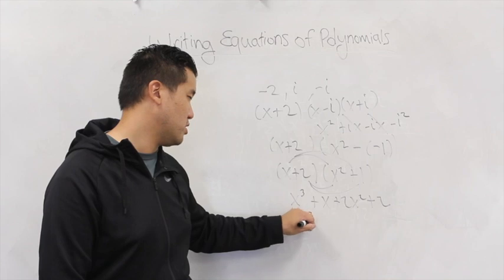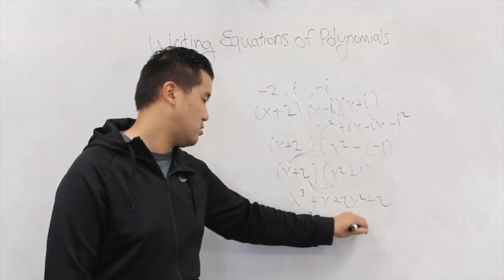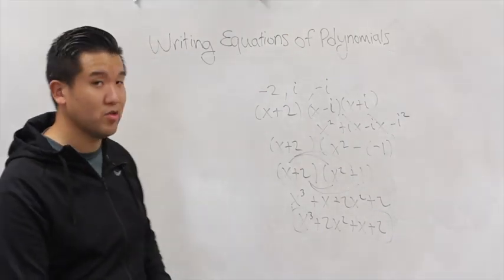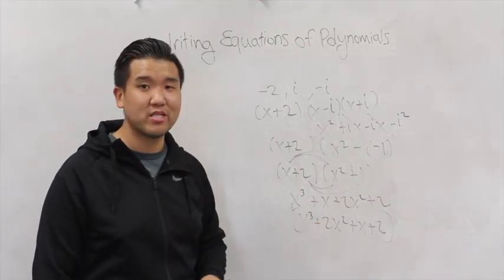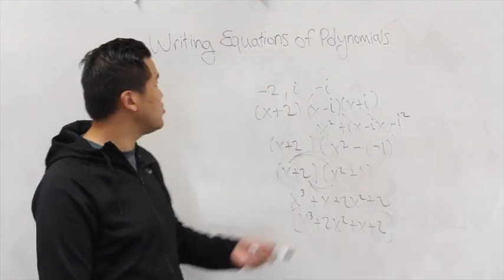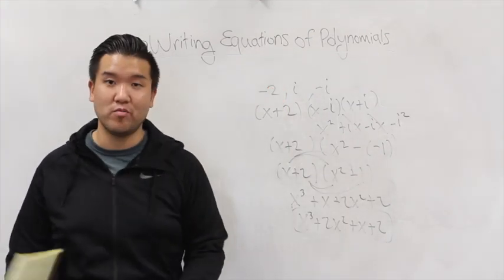And I want to put it in order. So I'm going to move things around a little bit. That is my equation of a polynomial function that has x-intercepts at -2, i, and -i. So that concludes our lesson with writing equations of polynomials.